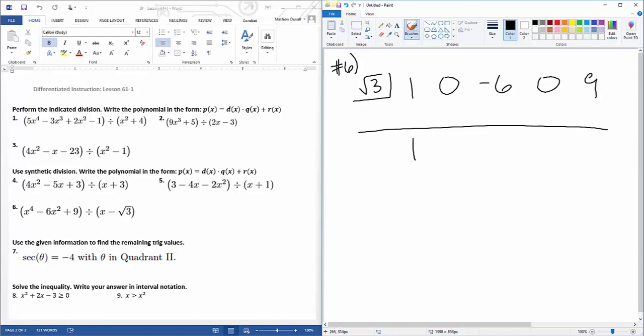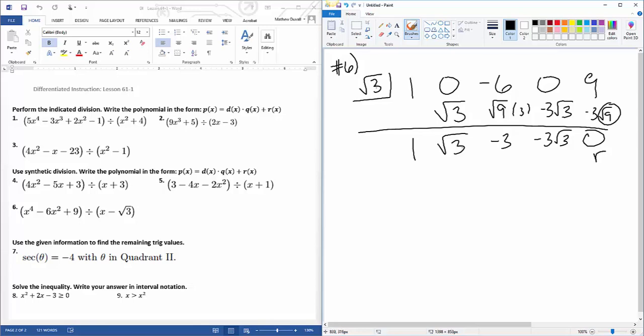Add straight down. Multiply. Add. Multiply. You get root 9. Well, root 9 is the same thing as 3. So negative 6 plus 3 is negative 3. Multiply. Add straight down. Now multiply, that gives me negative 3 root 9, but negative 3 times 3 is going to give me 0. So writing it in that form, we're going to have to count backwards. This is my remainder, my constant, x squared, x cubed.